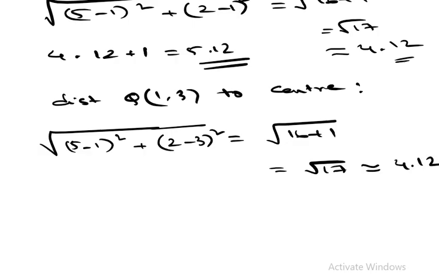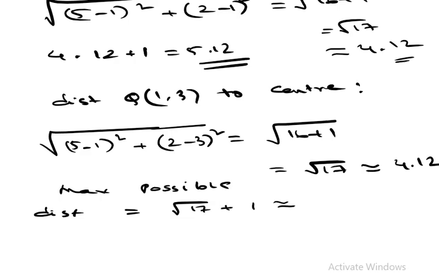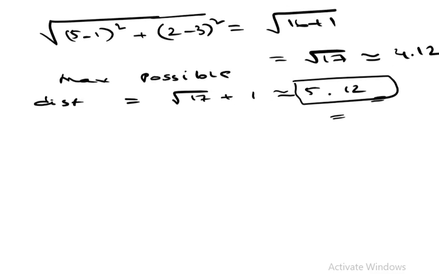So the same result. Thus the maximum possible distance is root 17 plus 1, that is near about 5.12. Okay, so the maximum possible distance approximately is 5.12. Now determine the range. Possible distances are between 3 and 5.12, right, including the values in between.